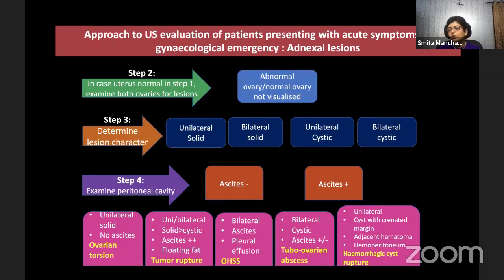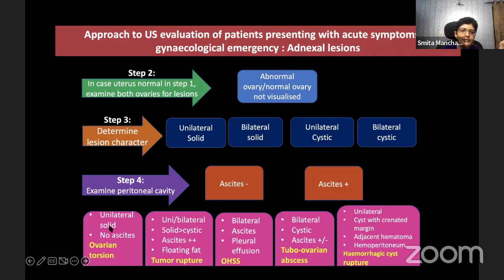So this was about the uterus. Then we come on to the adnexal lesion. So we have seen, this is our step 2, that the uterus was normal, and now we start examining our adnexa. So either we are not visualizing the ovary, or we are visualizing masses, whether they are cystic or solid, they are unilateral or bilateral. So it depends, and there may be associated ascites plus minus, which can be a hemoperitoneum also.